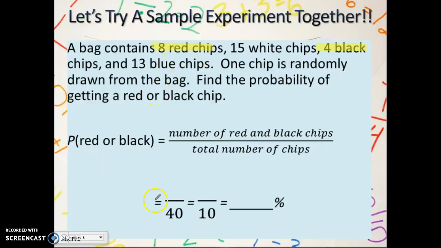Well, if we add 8 plus 4, we get 12. So the option of getting a red or a black chip is 12 possible pulls out of 40. We can simplify that to 3 over 10 because 12 and 40 can both be divided by 4. Go ahead and take a moment to tell me what would the percent be if our probability is 3 out of 10.